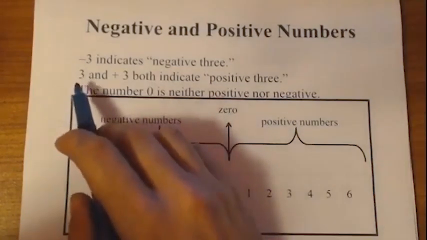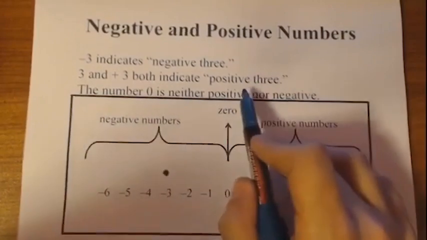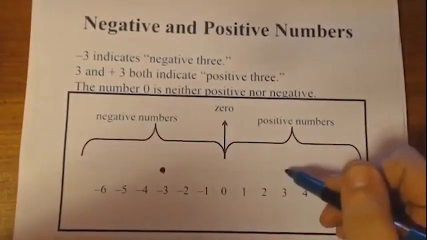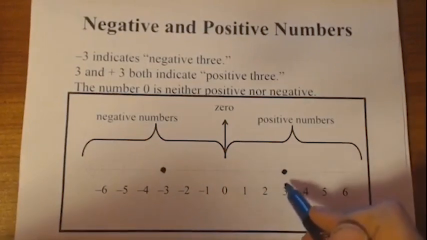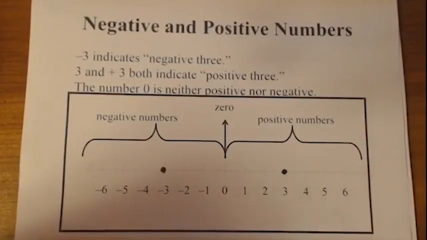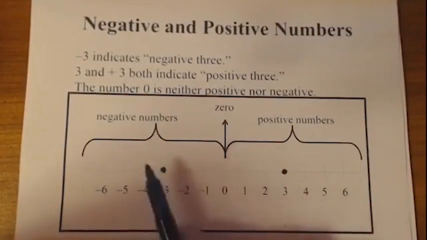The number 3 on its own or the number 3 with a plus sign in front of it both indicate a positive 3, and positive 3 is over here. 1, 2, 3 units to the right of 0 with the positive numbers. And 0 is not positive or negative. That's why it's in the middle. It separates the negative numbers from the positive numbers.